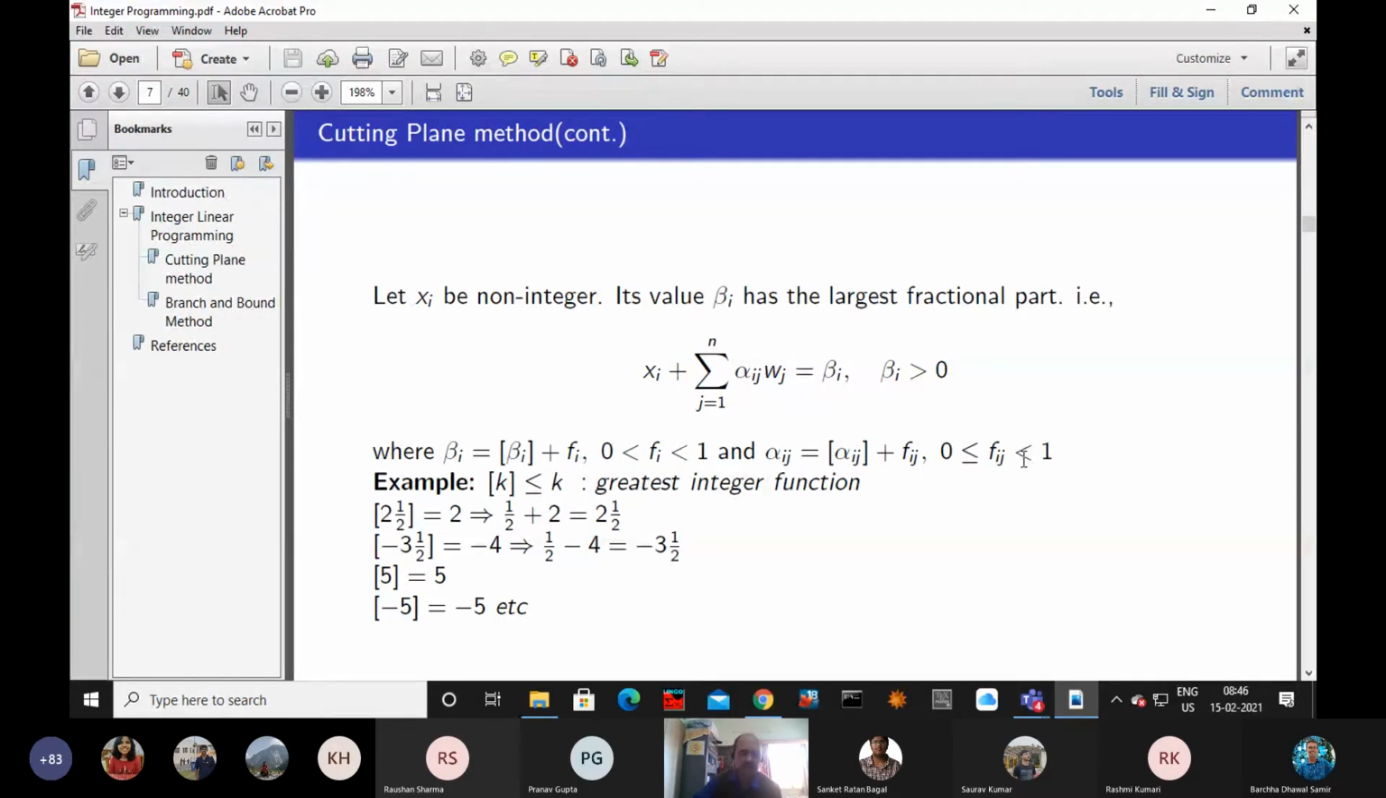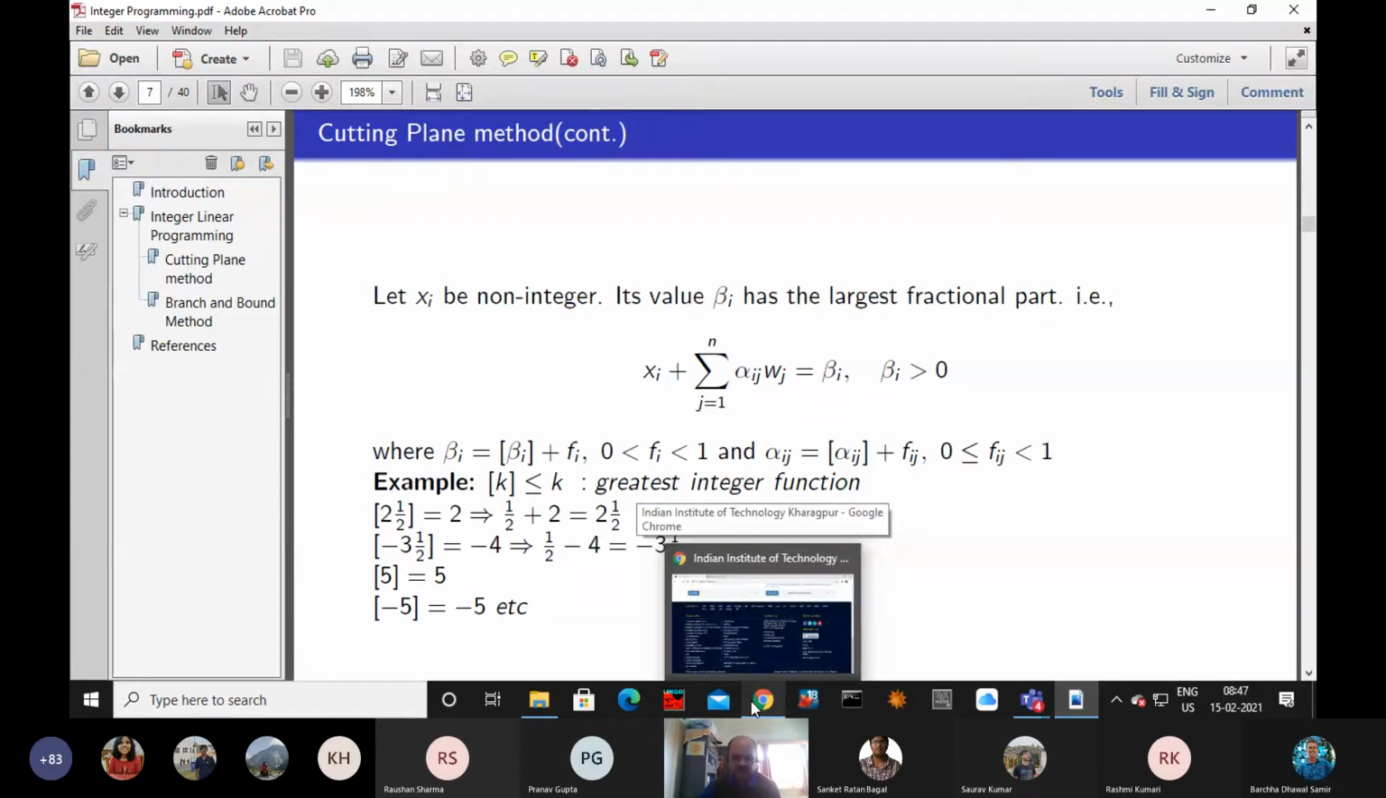Now some examples. Generally we use the greatest integer function, that is, the integral part of k satisfies k minus 1 less than it, which is less than or equal to k. Take 2.5. What is the integral part? 2. The fractional part is half. Next, minus 3.5. What is the integral part?